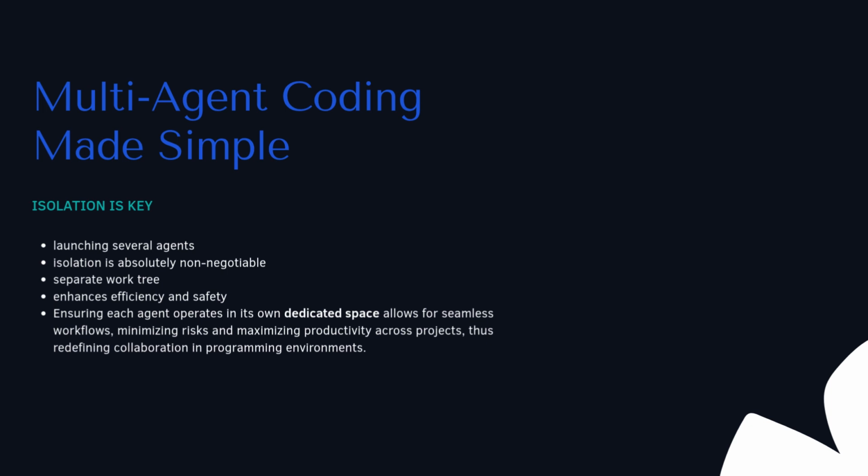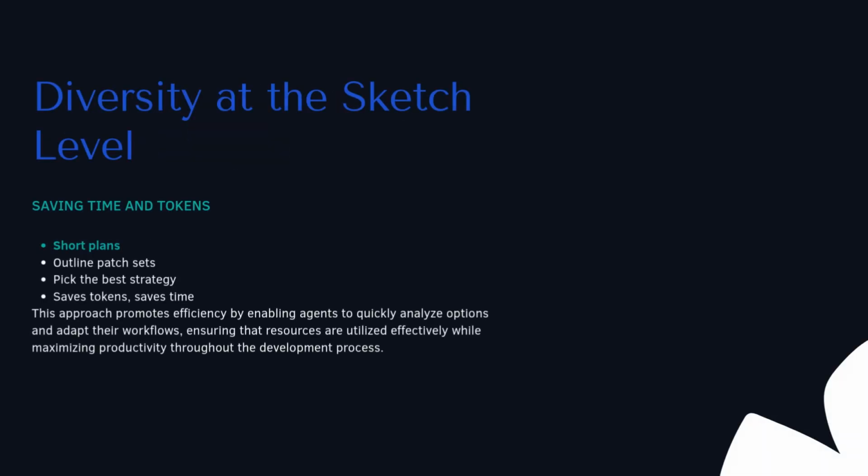The sources highlight 2 main healthy patterns. Okay, what are they? The first one is diversity at the sketch level. Instead of asking 3 agents to write the full commit for a feature, which could be huge. Right. You ask multiple agents to just write short plans or outline the patch sets, like a 5-line sketch of their approach. You quickly review those outlines, pick the best strategy, and then you have just one agent execute the full implementation. Okay. So you leverage their different ideas early, but only pay for one full execution. Exactly. Saves tokens, saves time.